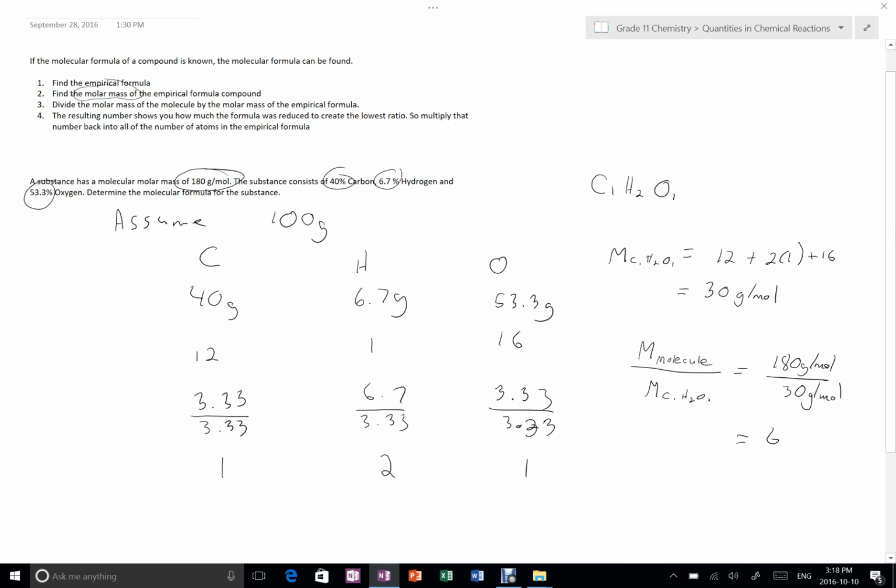What that means then is my empirical formula is 6 times smaller than the actual molecule that I expected to find. How did we get a molecule that was 6 times smaller than what we expected to find? Well, these guys must have been reduced by a factor of 6 when we went from the molecular formula to the empirical formula. So what we can do is take that 6 and put it back into the whole molecule. And then we get the correct molecular formula.